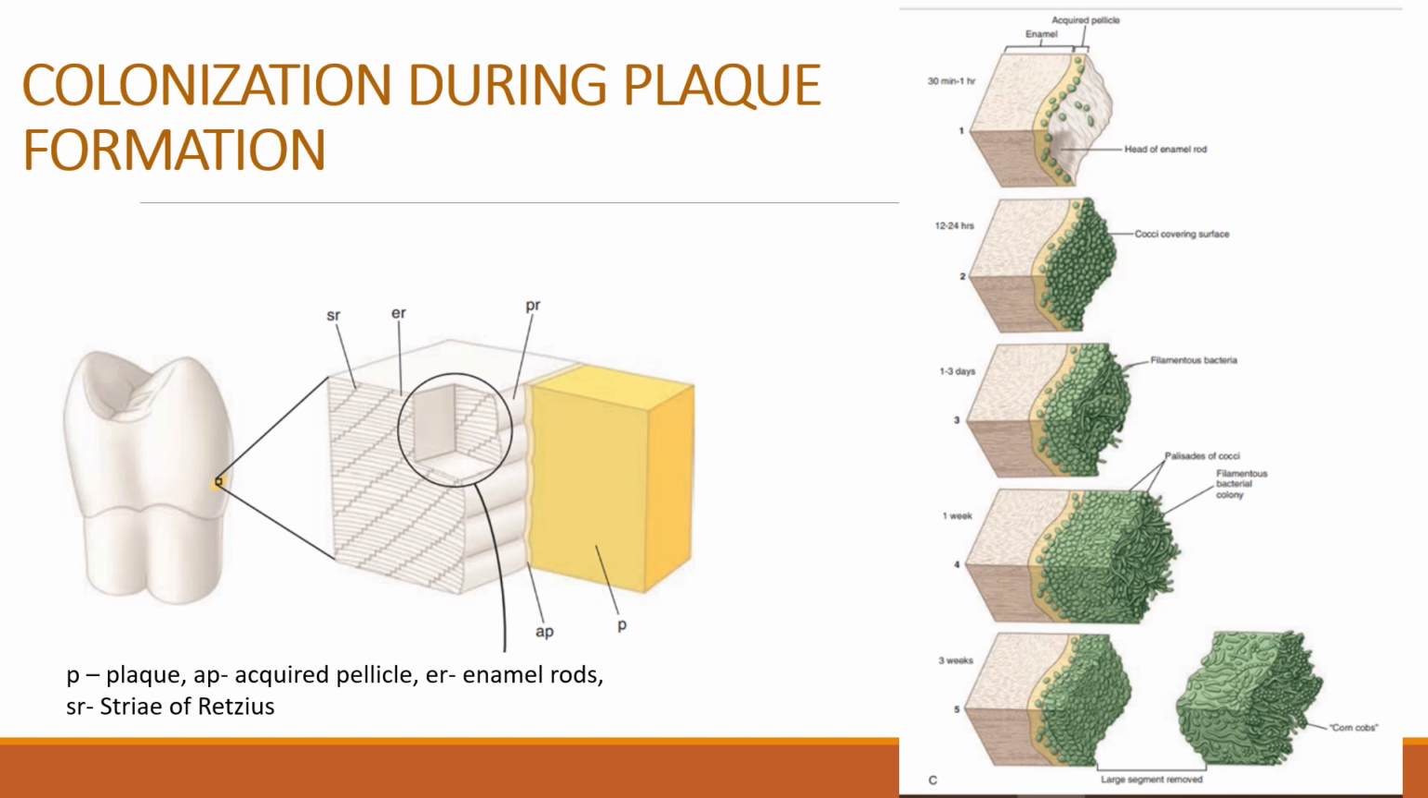At 30 minutes to 1 hour you see an acquired pellicle. At 12 to 24 hours you see more accumulation of bacteria. At 1 to 3 days the bacterial accumulation has increased, and of course over 3 weeks you can see a large corncob appearance and a thick plaque biofilm.